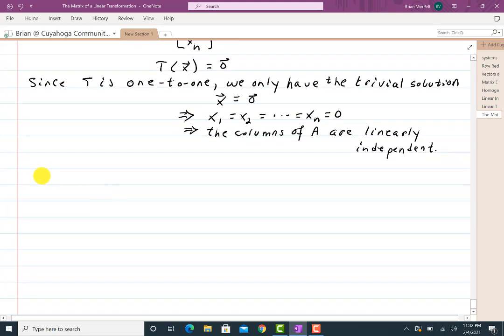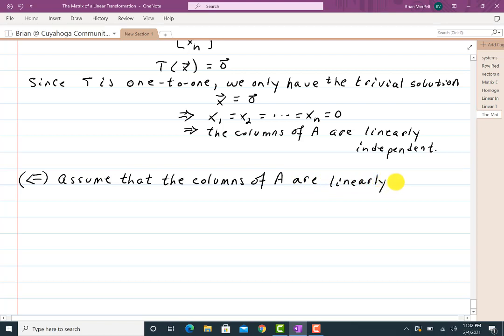Now let's go for the reverse. This time we're going to assume that the columns of A are linearly independent.